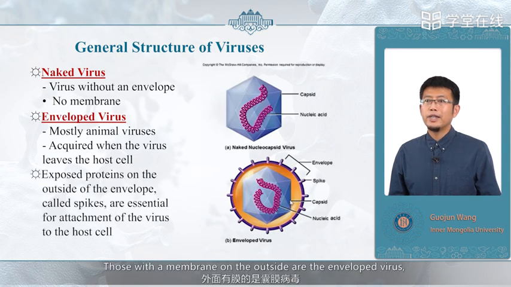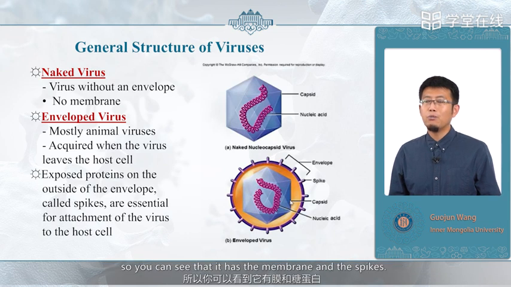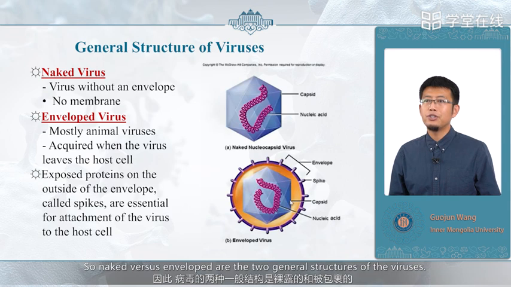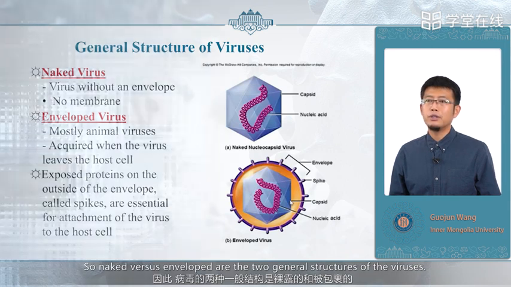Those with a membrane on the outside are the enveloped viruses, so you can see what it has, the membrane and the spikes. A naked virus does not have a membrane around it, so naked versus enveloped are the two general structures of the viruses.